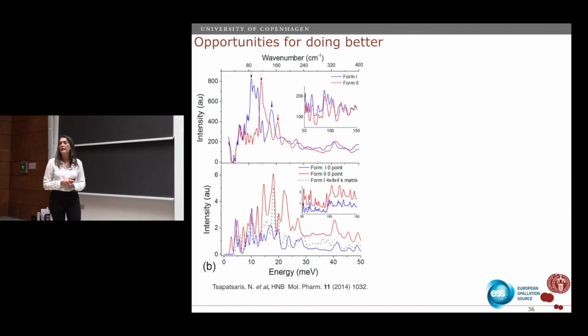And I go back to my example on the paracetamol. What I'm showing to you here is my experimental data. So we have, again, the monoclinic and the orthorhombic sample. This is intensity, this is energy. This is the state-of-the-art DFT calculation I can get.